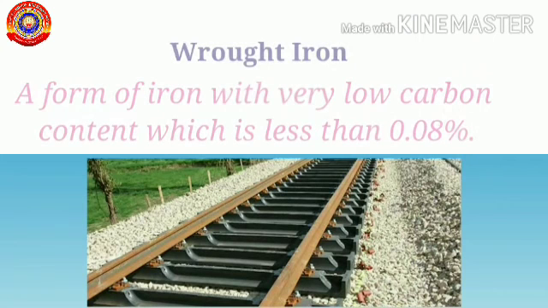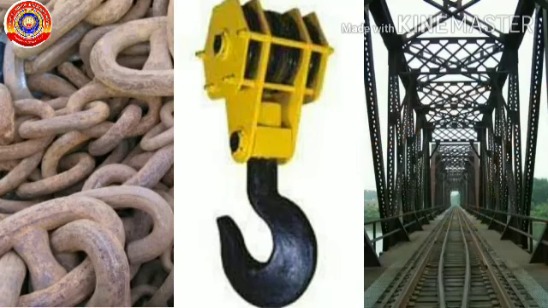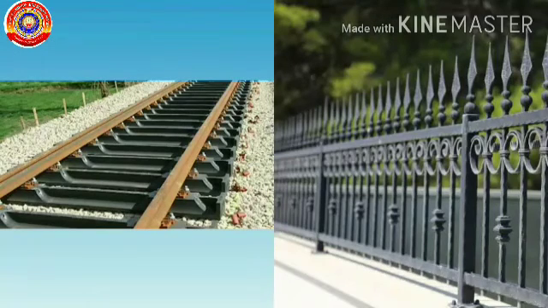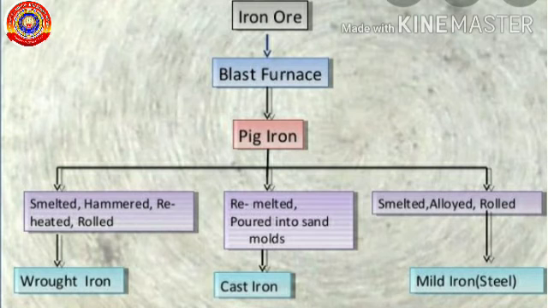The next type of iron obtained from the pig iron is wrought iron. This iron is considered the purest form of iron. Chains, hooks, bridges, railway couplings, fences, etc. are all examples of wrought iron. See some of the properties of wrought iron. So from this, what do you understand?